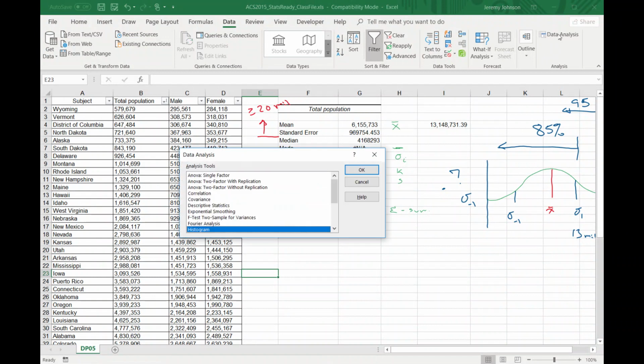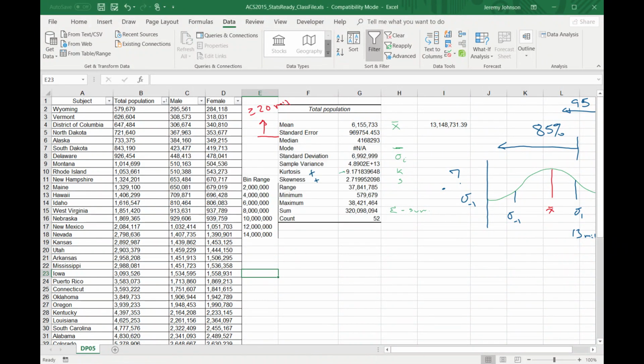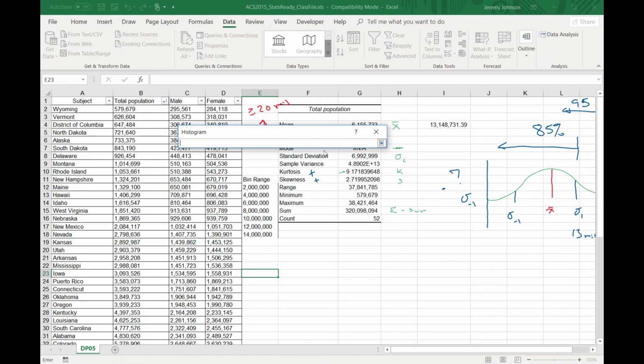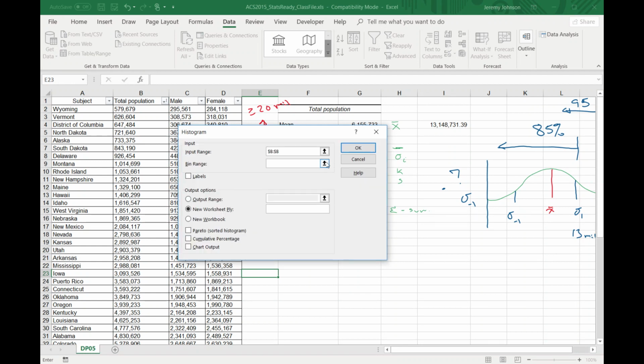Let's go to our data analysis, histogram, input range. I'll give you a little secret here. If there's nothing below the data set, you can just select the whole column. Just select on the B. There's several ways to do it. That's just one of them. Just be careful when you do that approach. Make sure there's nothing underneath of it. Having a clean data set is really important.